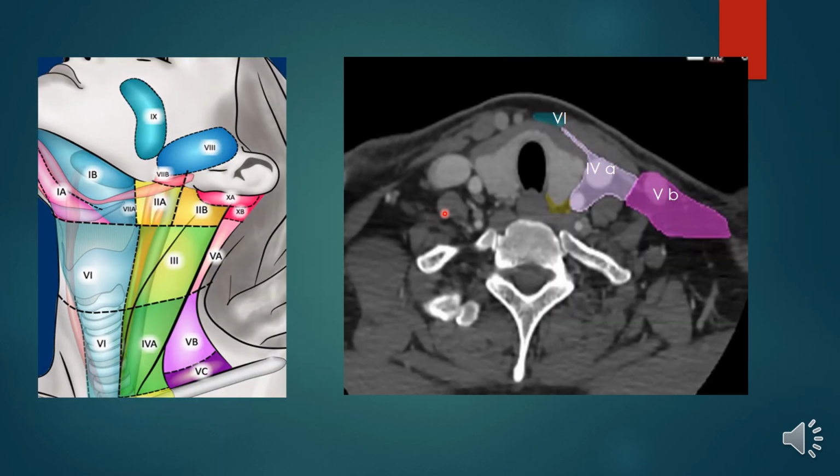Next level, now we are below the level of cricoid, at the level of thyroid. So anteriorly, like the previous slide, anterior to trachea in the midline will be level 6. And then in the anterior triangle at this level, at the level of thyroid, will be 4A, and in the posterior triangle it will be 5B. So remember, 4A and 5B are at the same level, and 3 and 5A are at the same level, anterior and posterior triangle.